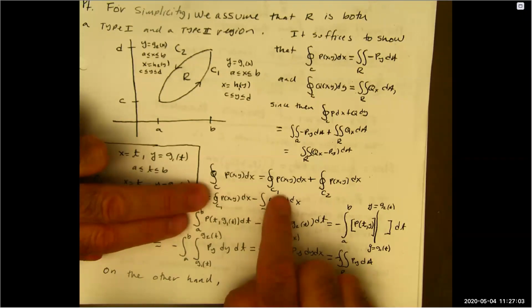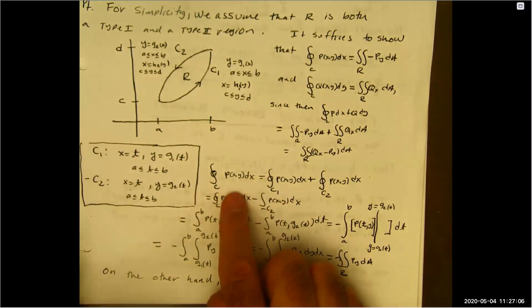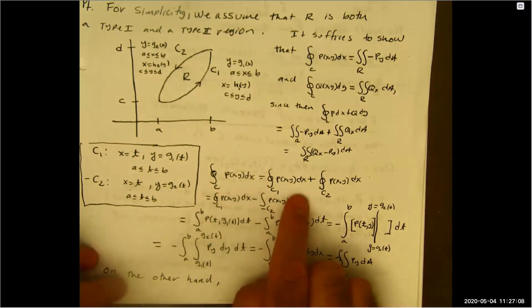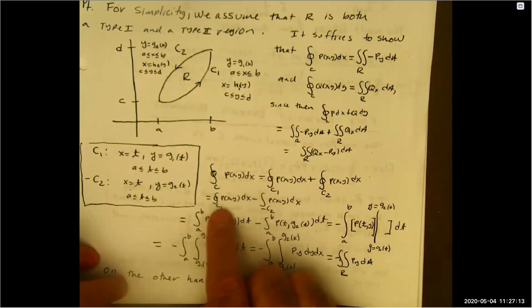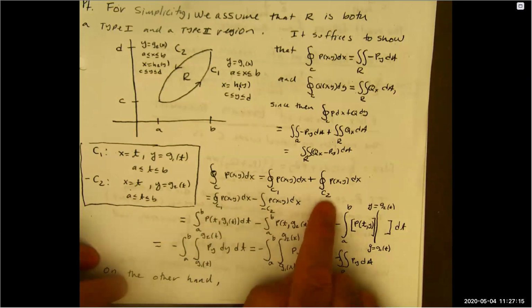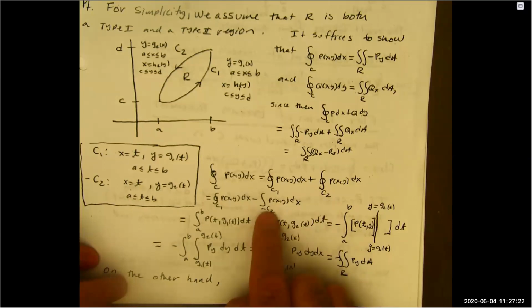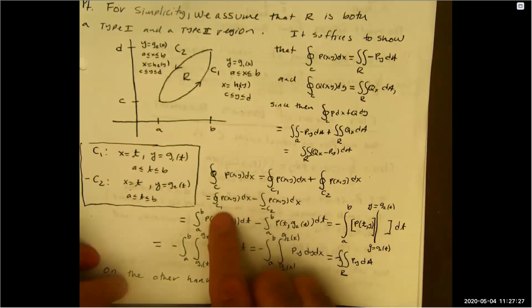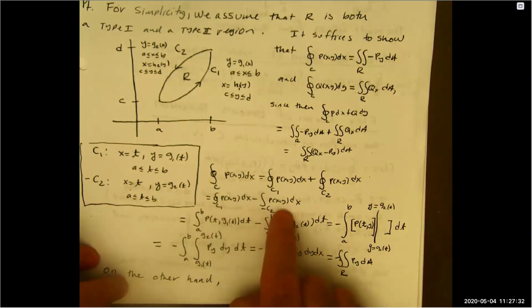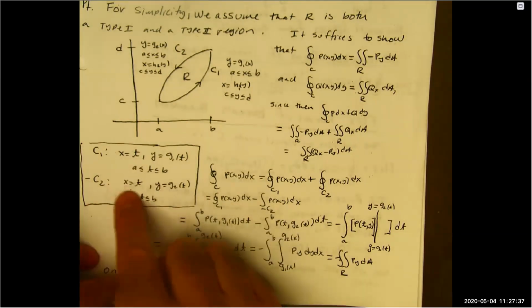All right, so if we look at the integral of P over C, remember C is the union of C1 and C2, so it's going to be equal to the sum of these two line integrals. Now, remember that if we change the orientation on the path, so we make it minus C2, then we have to put a minus out in front. So this becomes the integral of P over C1 minus the integral of P over minus C2, where minus C2 is shown here.